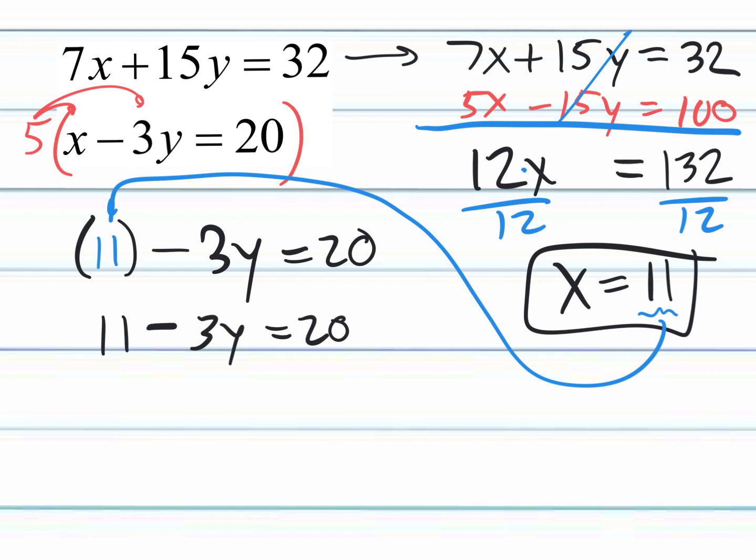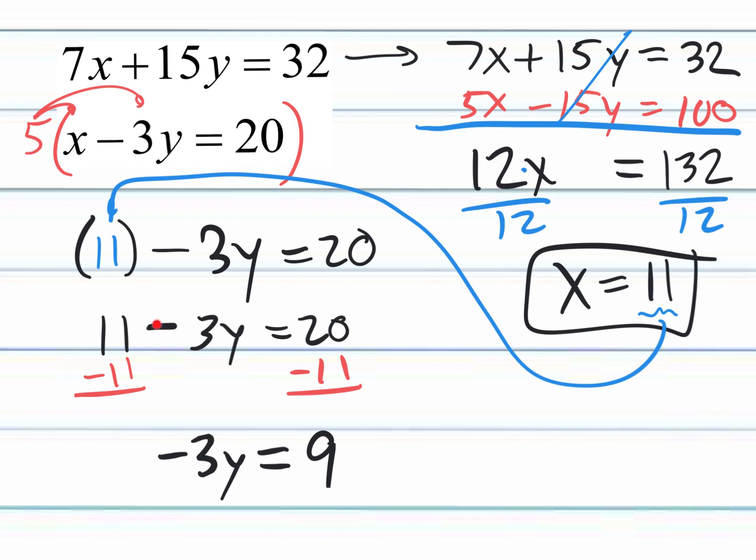Let's get y by itself. What do I get rid of first, the 11 or the minus 3? The 11. How do I get rid of 11? Minus 11. That's right. What I do to one side, I do to the other. 20 take away 11 is 9. Bring down the equal sign. Bring down the minus 3y.